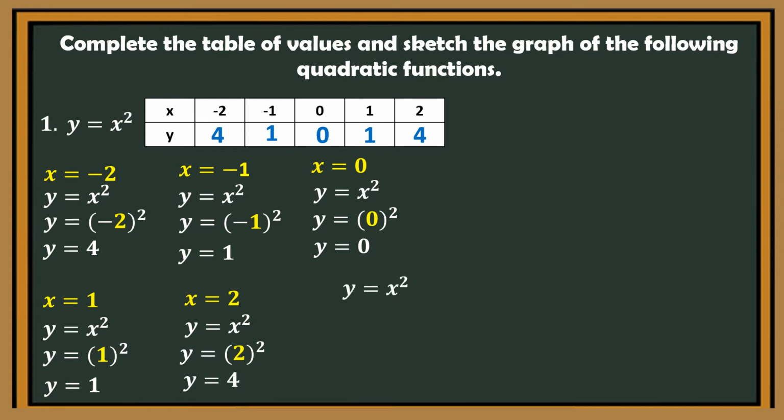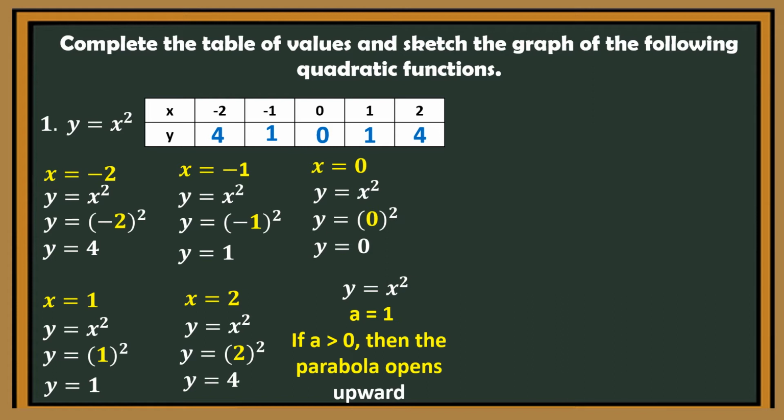Pero, palaging tandaan, balik kayo sa original equation, y is equal to x squared. We're going to determine the value of a. Bakit natin kinakailangan kuhanin ang value ng a? Kasi yung value ng a ang magsasabi kung ano ang opening ng graph, kung upward or downward. So sa given na y is equal to x squared, ano ang value ng a?